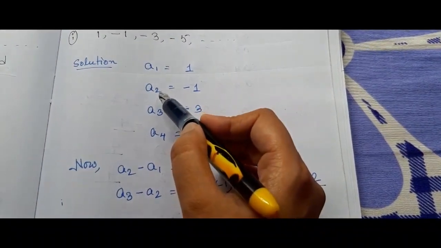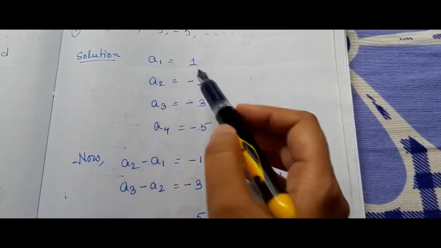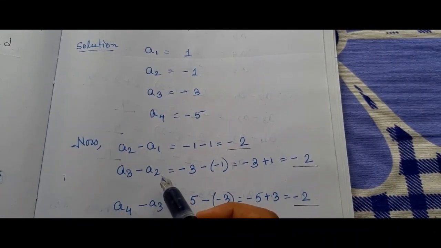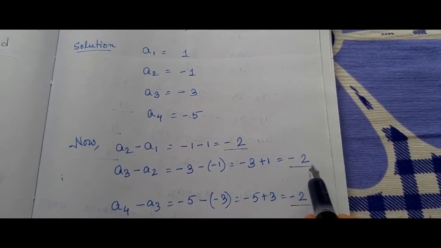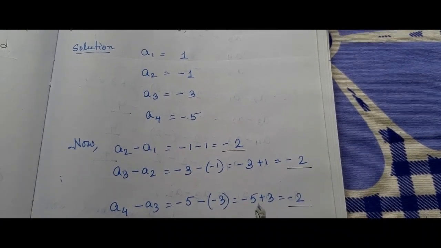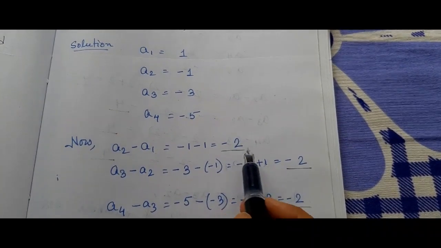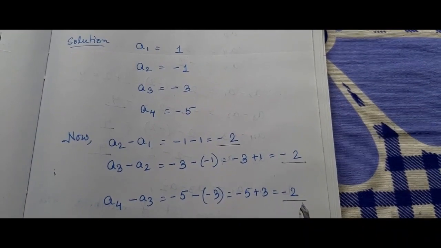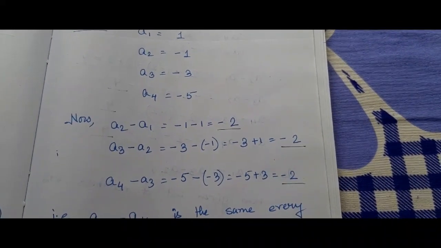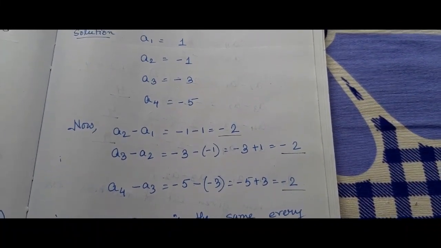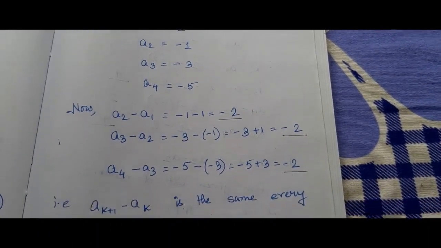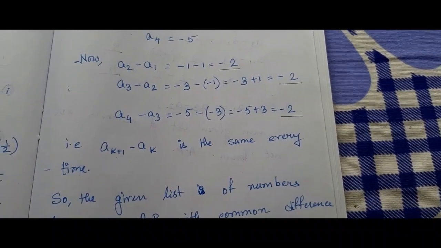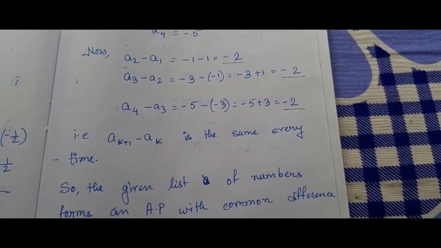If you evaluate A2 minus A1, it will be minus 1 minus 1, that is minus 2. If you check A3 minus A2, it will also be minus 2. If you check A4 minus A3, it will also be the same, minus 2. As you can see, in these three steps the difference is the same, that is fixed, and it is minus 2. So A(k+1) minus A(k), that is successive term minus preceding term, is the same every time. So the given list of numbers is an AP, and the common difference is minus 2.